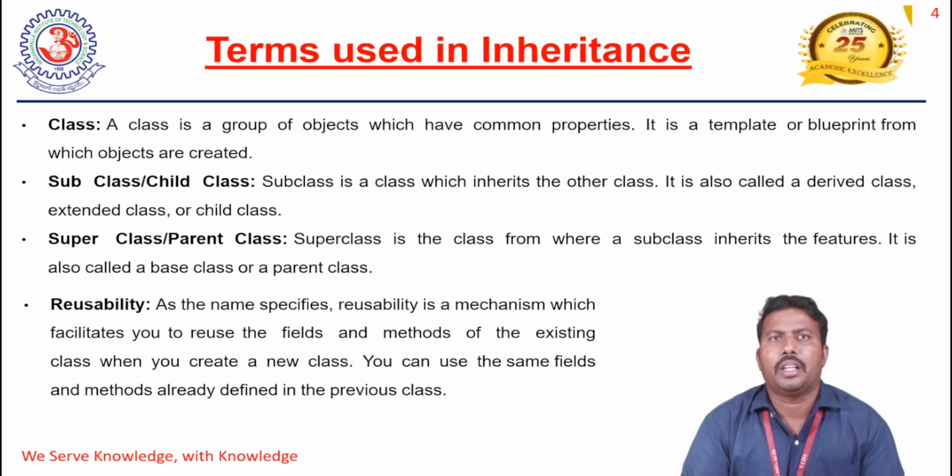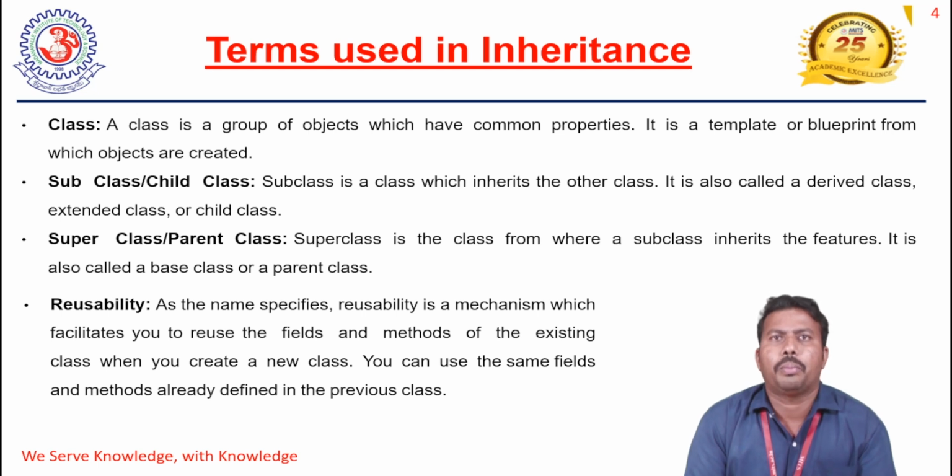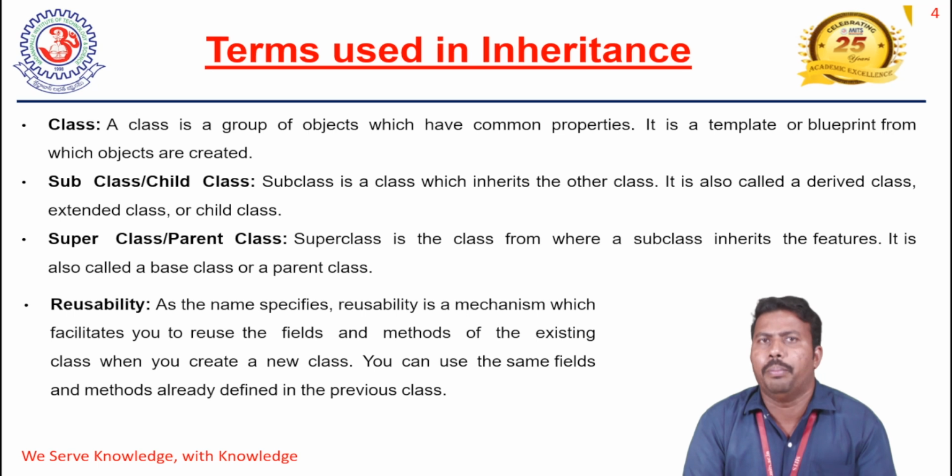Next, subclass or child class. The class which inherits from the superclass we call a subclass. A subclass is a class which inherits another class. It is also called a derived class, extended class, or child class. Then superclass or parent class. It is the class whose features the existing subclasses inherit. So parent class, superclass, or in other terms, base class.